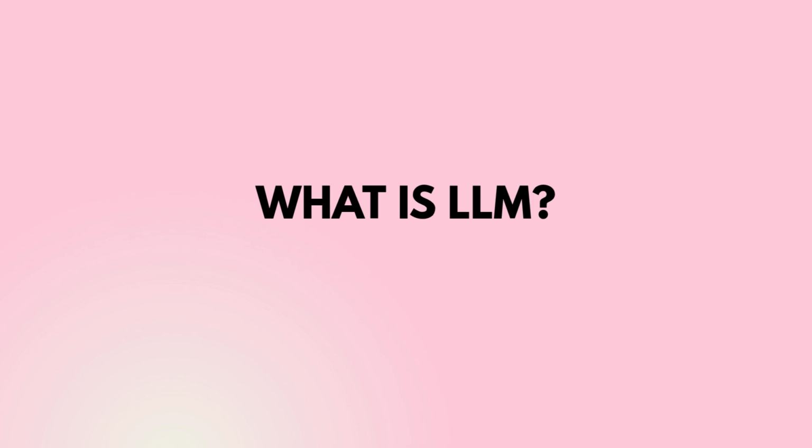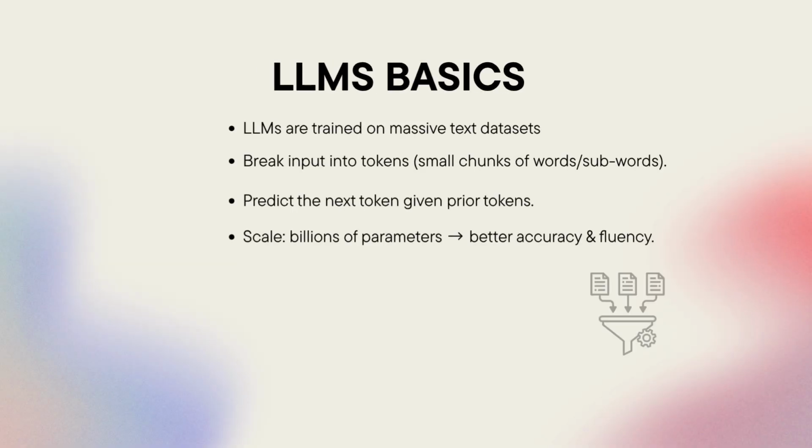So, what are large language models? Large language models, or LLMs, are at the heart of modern AI applications. They're trained on massive datasets of text from books, websites, and code. The key to how they work is simple but powerful. They break input into tokens, which are small chunks of words or characters, and then predict the next token. This prediction process is repeated over and over, creating sentences and paragraphs that sound natural.